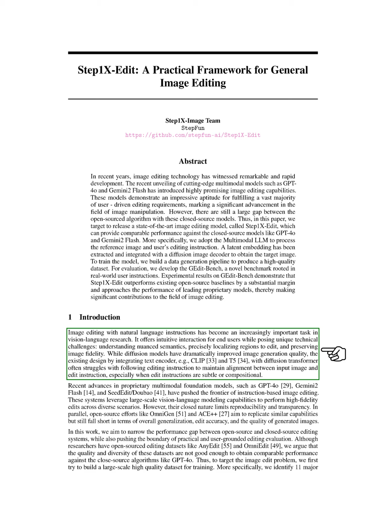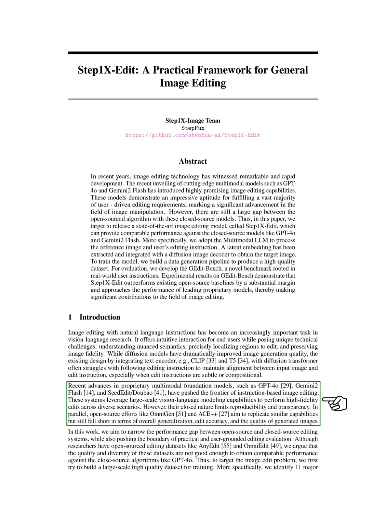Although diffusion models have greatly enhanced image generation, current designs that combine text encoders like CLIP and T5 with diffusion transformers often struggle to follow subtle editing instructions, leading to misalignment between the input image and the desired edits. Recent developments in proprietary multimodal models, such as GPT-4o and Gemini2 Flash, have advanced instruction-based image editing, utilizing extensive vision language capabilities for high-quality edits. However, their closed nature limits transparency and reproducibility.